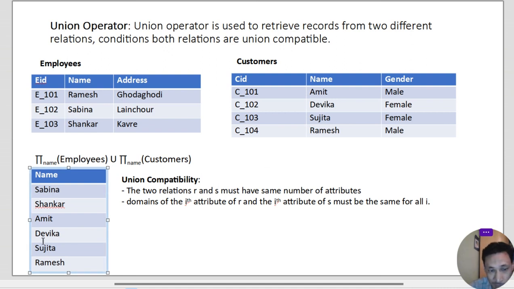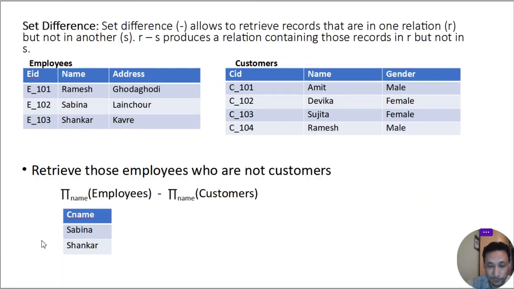Here Ramesh is not repeated because a set does not contain duplicate values. So duplicate values are filtered out. So in this way we can take the union of two different relations. The condition of union compatibility must be satisfied.